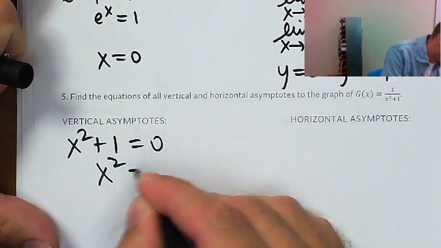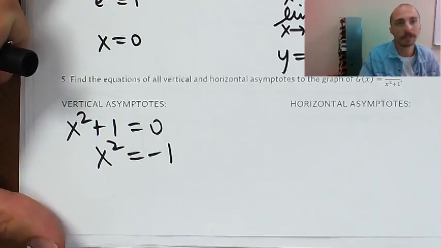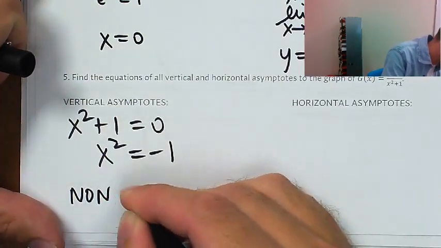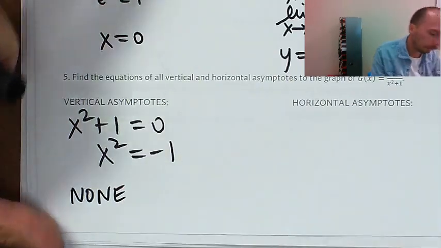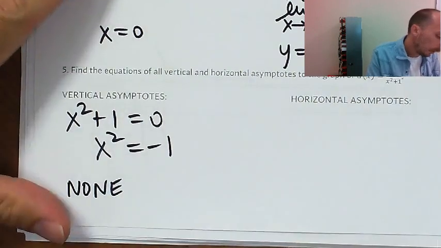Okay, if you aren't already seeing it, that's x squared equals negative 1. You go to take the square root of negative 1. You're like, oh, okay, in this class that doesn't happen. It's no solution. So there are no vertical asymptotes. You could say none, DNE, NA, whatever you want to say.